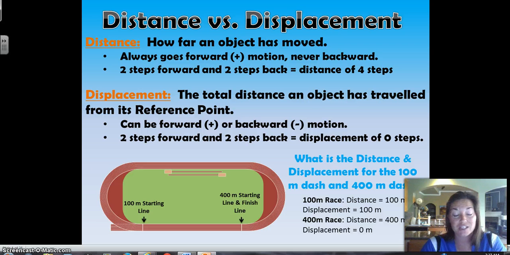Well, the 100-meter dash, the distance is 100 meters because that's how far you run. And your displacement is also 100 meters because you end 100 meters here. You end 100 meters from where you started from, your reference point. And the 400-meter dash, when you start here and you run 400 meters around the track, your total distance traveled is 400 meters. But since you end right where you started from, your total displacement, how far away you are from where you started from, is actually 0 meters. So please understand the difference between distance and displacement.